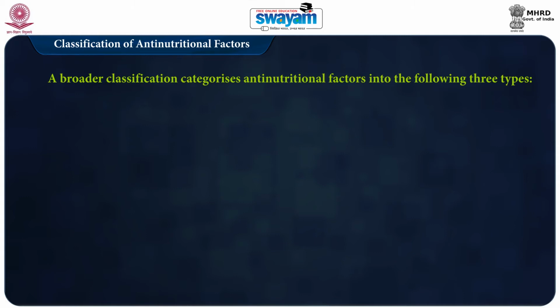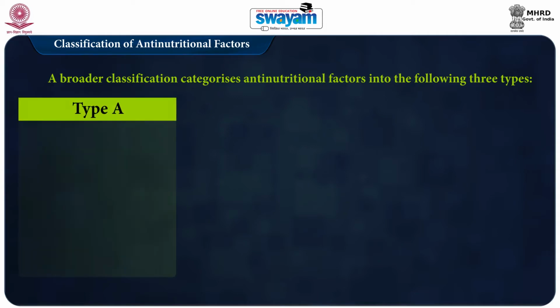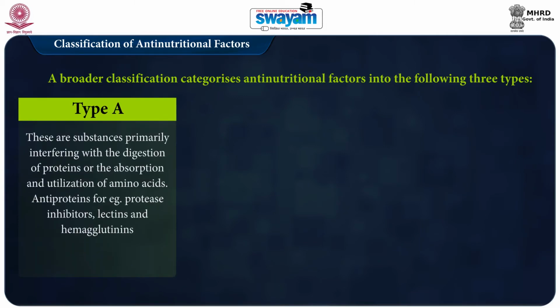The other classification, let us see how anti-nutritional factors are classified in other ways also. There is a broader classification which categorizes anti-nutritional factors into the following 3 types. Type A, these are substances primarily interfering with the digestion of protein or the absorption and utilization of amino acids.